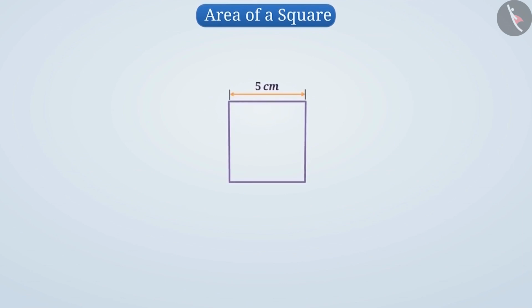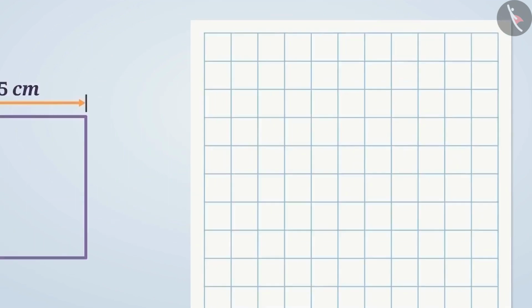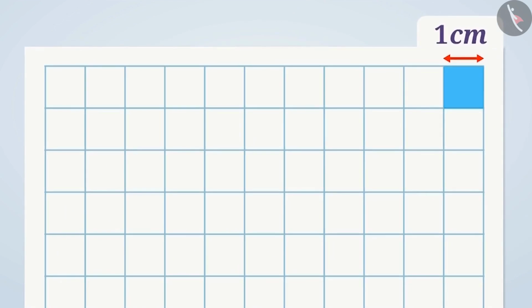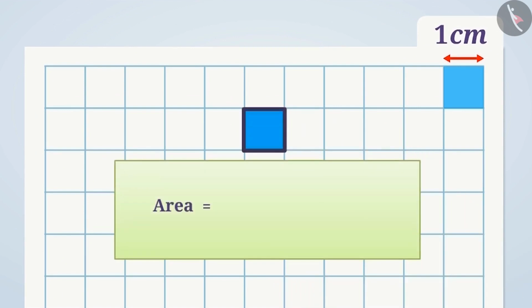Look at this square with sides 5 cm. Let's find its area. To find its area, we will use a squared paper or graph paper where the side of each square is 1 cm long. In this way, the area of each square will be taken as 1 square centimeter, which can be abbreviated as 1 square centimeter.